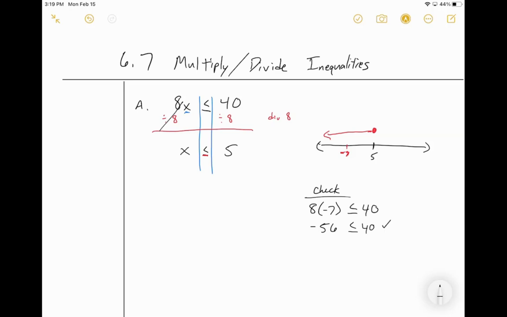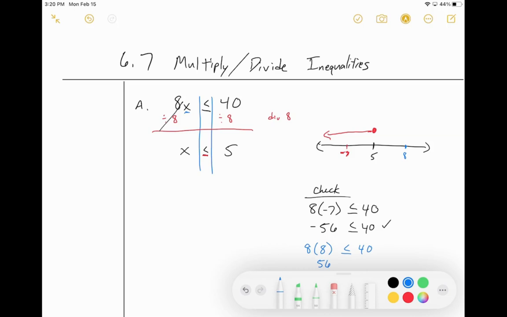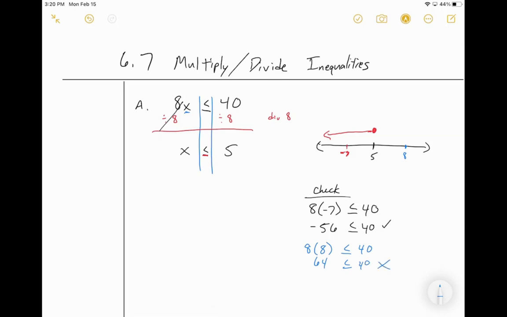So that checks out. Another way you could do it is you could look on the other side and say, well, what's bigger than 5? Let's see. 8. 8 is bigger than 5, so 8 should not work. Let's try it. 8 times 8 is less than or equal to 40. Well, we know this is not true. 64 rather. Oops, my mistake there. 64 is not less than or equal to 40. So this one does not work. And that makes sense.